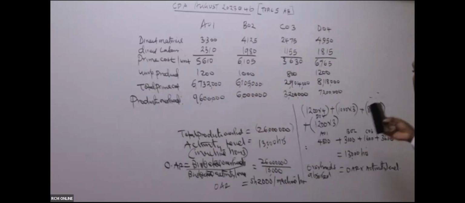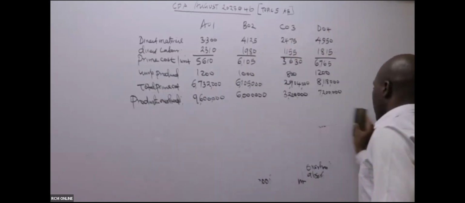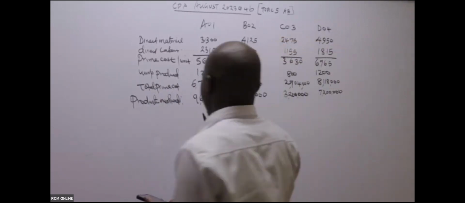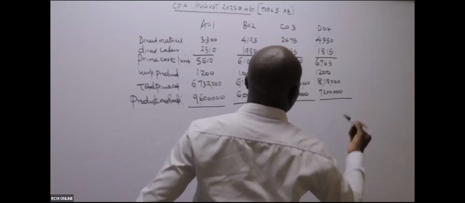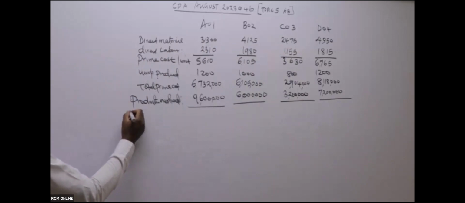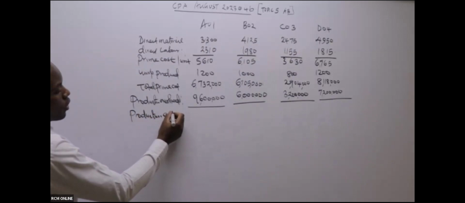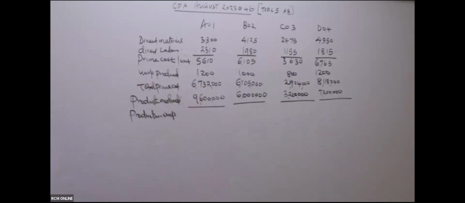So let's go ahead and get the total production cost per item. You take prime cost and add the overheads. Prime cost plus overhead. So what are you getting?